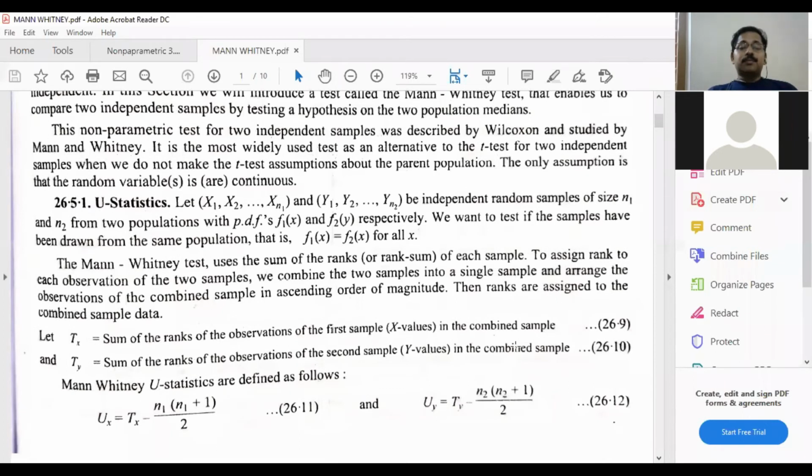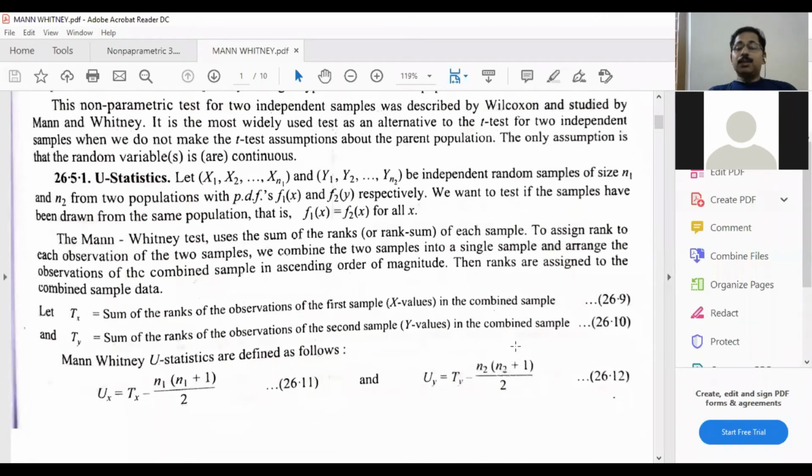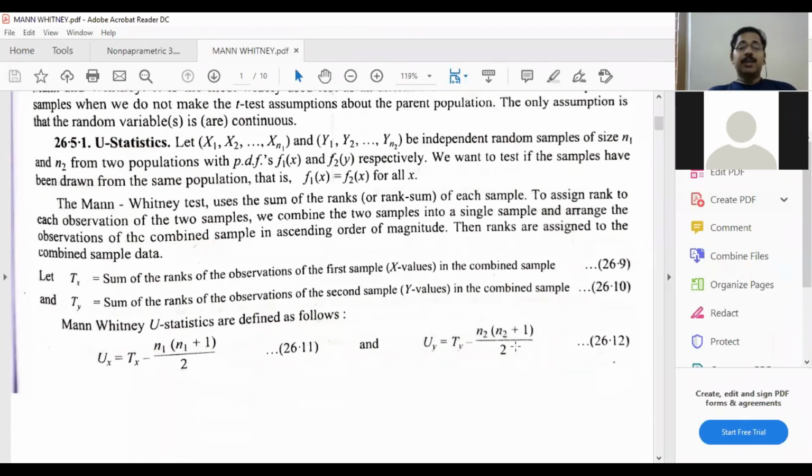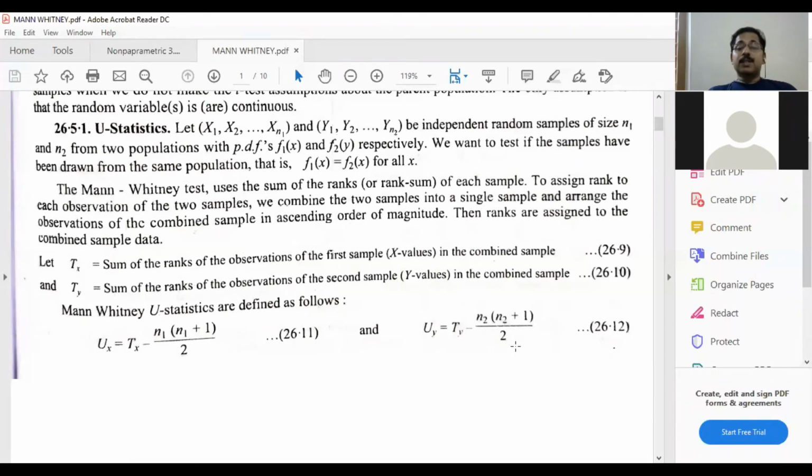So we want to test if the samples have been drawn from the same population, that is, f1(x) equals f2(x) for all x. The Mann-Whitney test uses the sum of the ranks. To assign ranks to each observation of the two samples, we combine the two samples into a single sample, as done in the Wilcoxon sign rank test, arrange the observations of the combined sample in ascending order of magnitude and assign ranks to them.